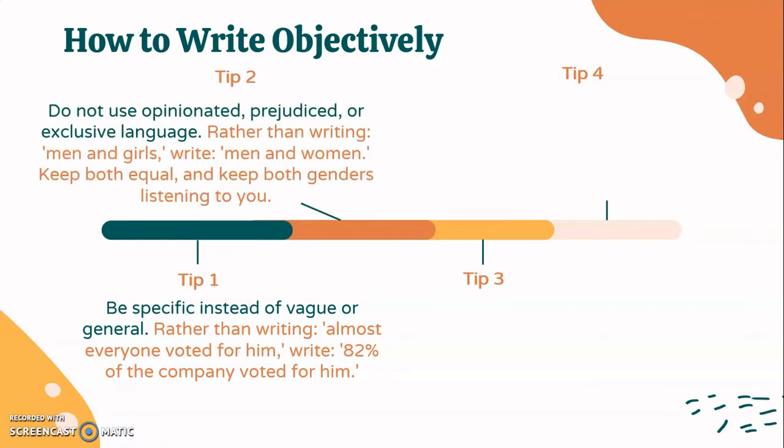Tip number 2, do not use opinionated or prejudiced or exclusive language. Rather than writing "men and girls," which is not parallel, try to write "men and women." So keep both equal and keep both genders included in your writing.